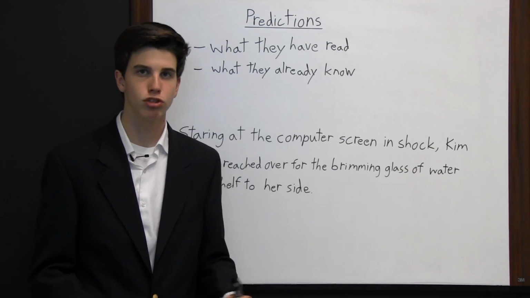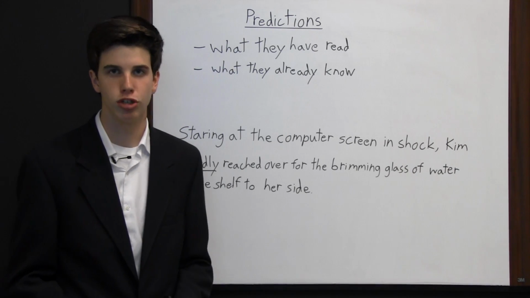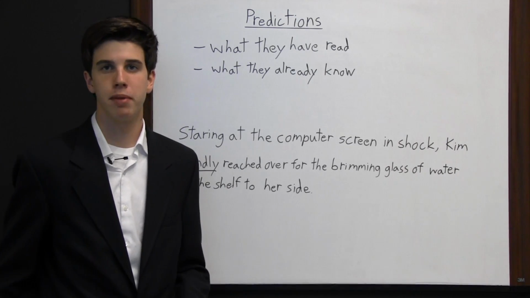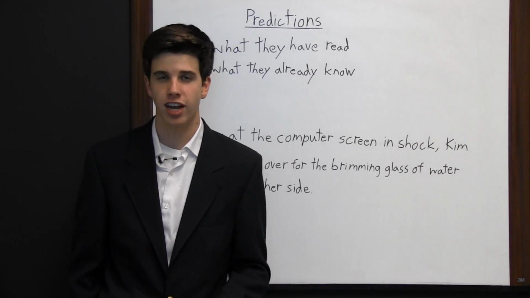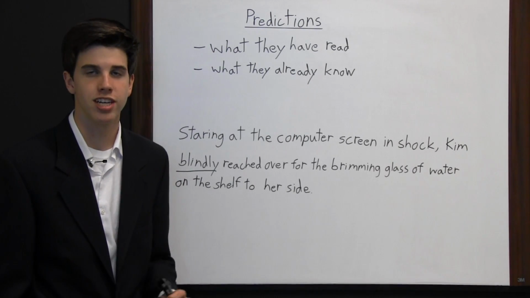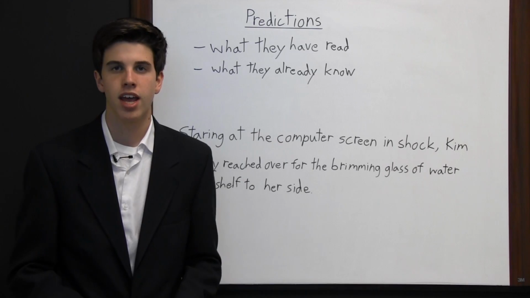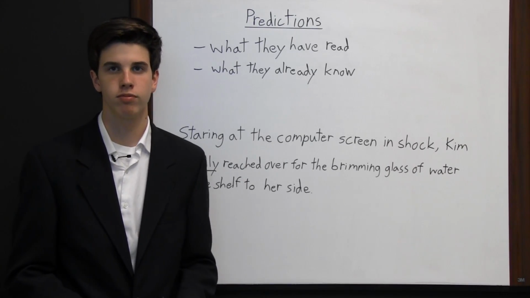Now, that may not be what happens, but still it's a prediction either way. A prediction may come true, and a prediction may not come true. But a reader is naturally going to make predictions about a passage, and making predictions is part of being actively engaged in what the reader is reading.